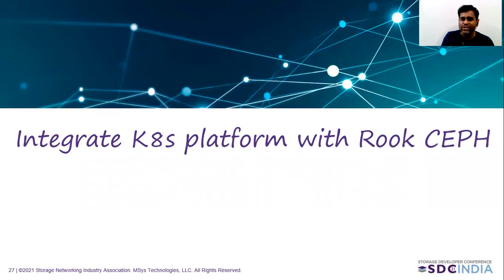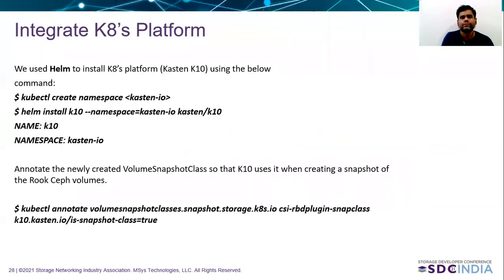Okay, now we are going to see how we are integrating the Kubernetes platform, in our case K10, with Rook Ceph. As we already saw in ArgoCD, here we are using Helm to install the Kubernetes platform K10 by using these commands. After this, we annotate the newly created volume snapshot classes so that K10 uses them when creating a snapshot of Rook Ceph volumes.